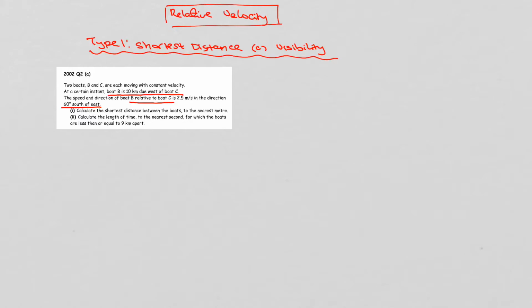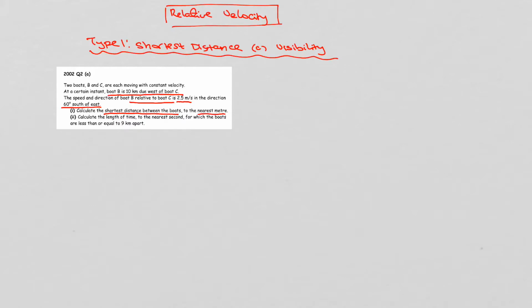So rather than being given the individual velocities of both B and C, we're only given the relative velocity this time. So we don't have to work that out, but what we do have to work out is our I and our J components of that, because 2.5 meters per second, we're given it in terms of our mariner's compass rather than in terms of the resolved I and J vector component. Once we have that, then we have to calculate the shortest distance between the boats, and we have to be careful to do that in the nearest metre.